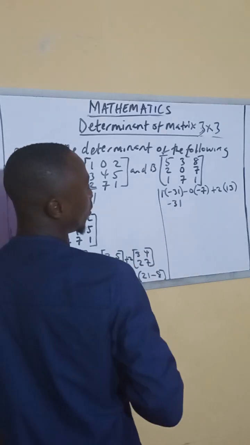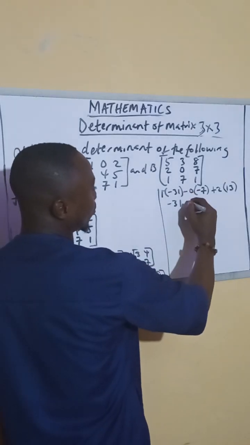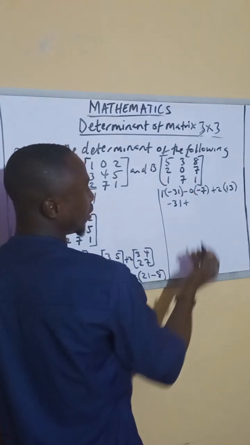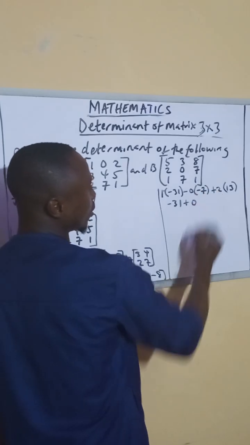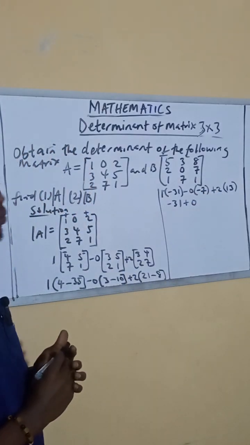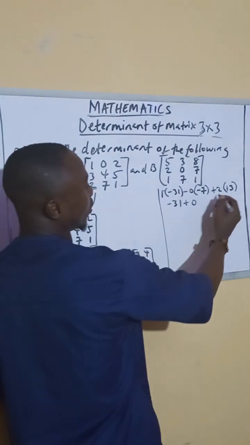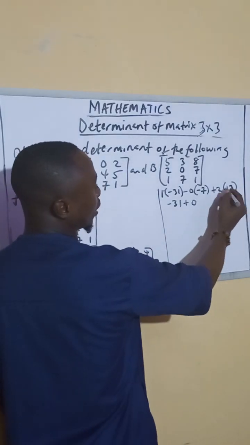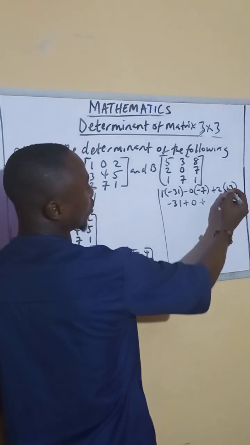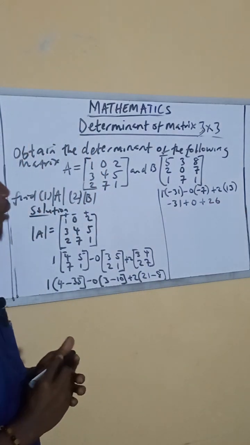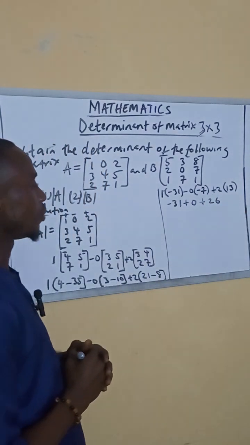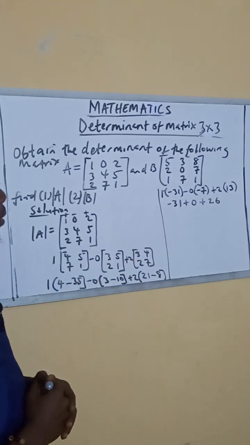Now here, we know that minus times minus will give us plus, right? 0 times 7 will definitely give us what? 0. The next one here now is 2 times plus will give us plus. 2 times 13 will give us 26. I'm sure you will agree with me that it is as easy as what we have here.